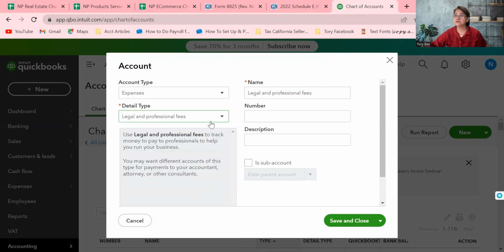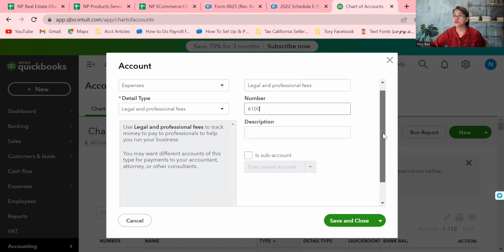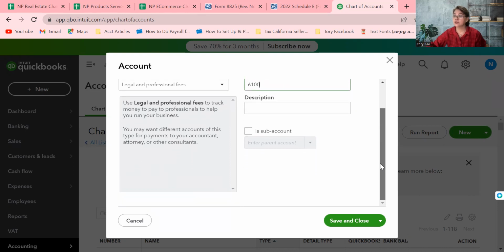Here, the expense number is 6100. So this is a mother account, so we will be making sub accounts for this. Save and close.